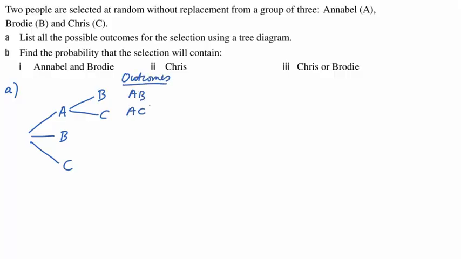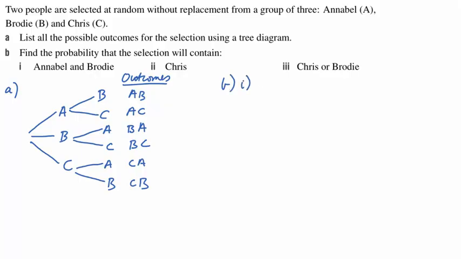If Brody was chosen as the first person, there are two possible outcomes left. We could choose Annabelle or Chris for the second person. And finally, if Chris was chosen for the first person, we could choose Annabelle or Brody for the second person. Let's now use this tree diagram to find some probabilities.